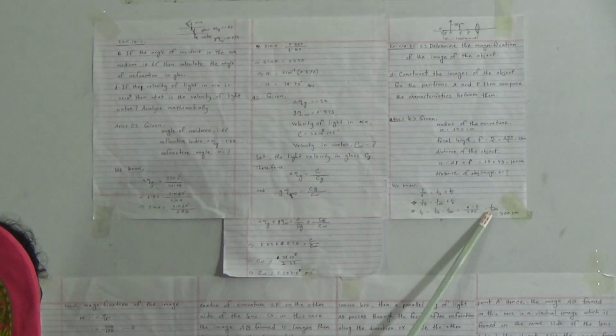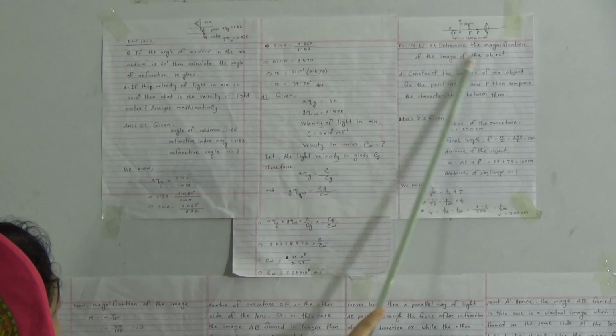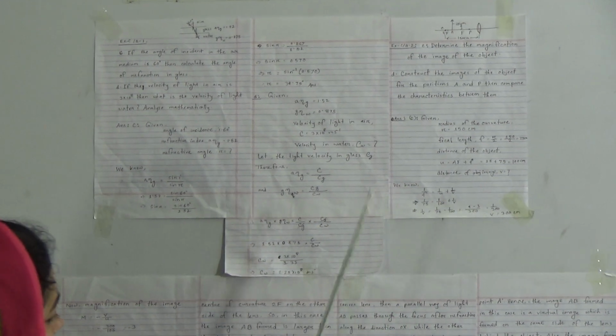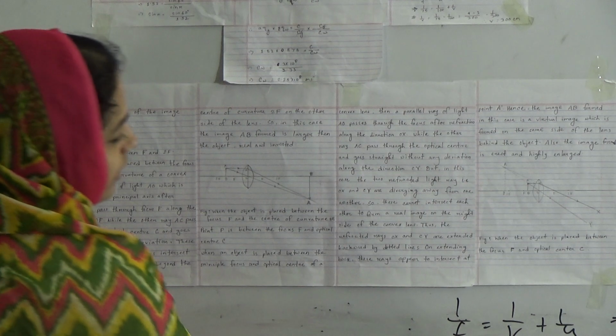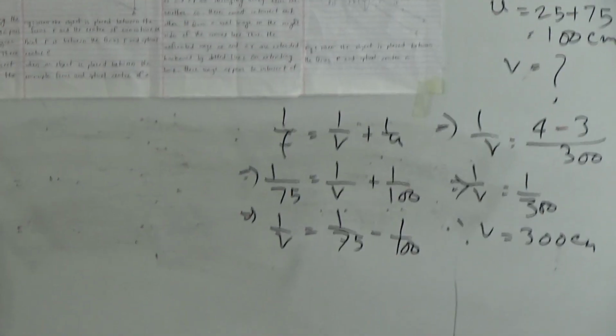Here in question number C, we have to find out the magnification also. Okay, so magnification M equals minus V divided by U, so V means 300 and U means 100, so it will be minus 3. So magnification will be minus 3. Now come to question number D.